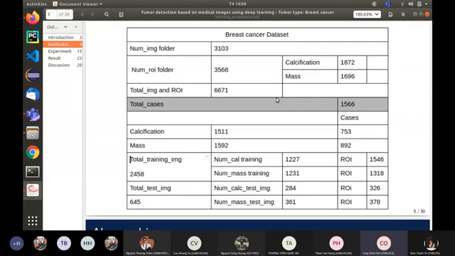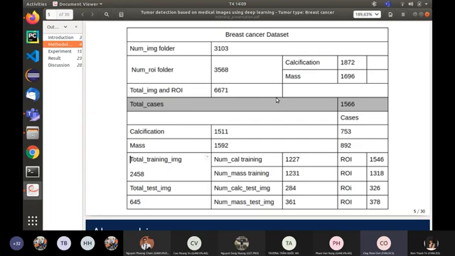However, a mass tumor is a mass in an area of dense tissue with a shape and edges that make it look different from the rest of the breast tissue. When you are looking at a mammogram, you can see the mass is a little bit different from the rest of the breast. So these are the two types of tumors that we have, calcification type and mass type. So we have the numbers here.